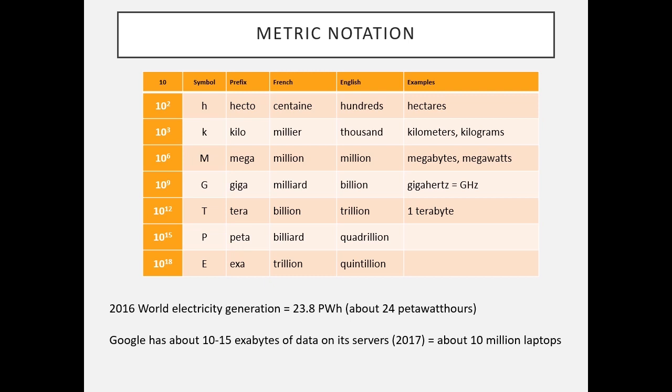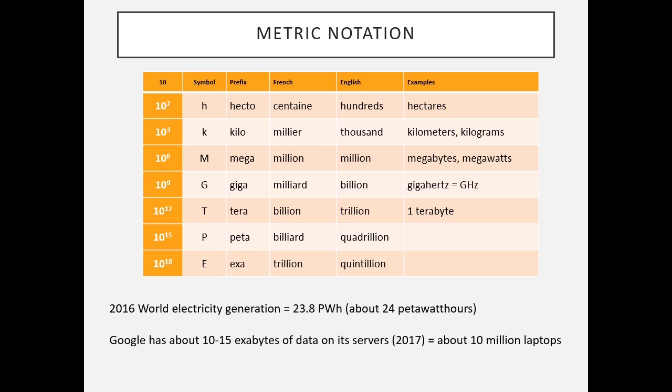And then above that is peta and exa. These are mammoth numbers. I just found this out of curiosity. I have no idea what petawatts are, petawatt hours, but apparently the world generation of electricity is about 24 peta. That's mammoth. And then I found Google. All of the data on their servers a couple of years ago was about 10 to 15 exabytes, which apparently is about 10 million laptops. No, it's got to be more than that.